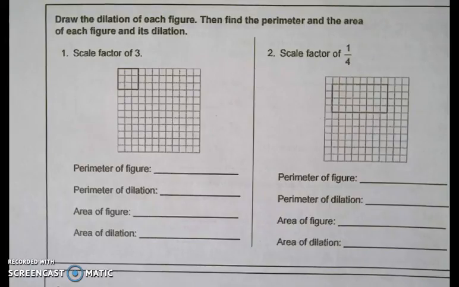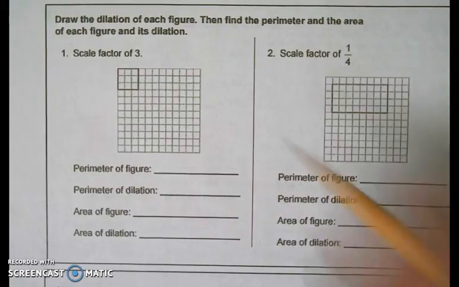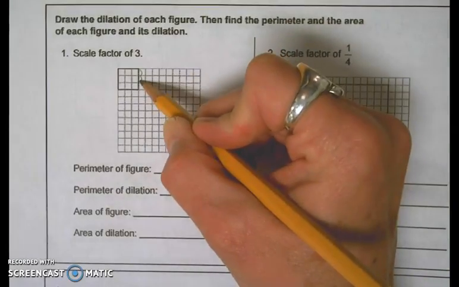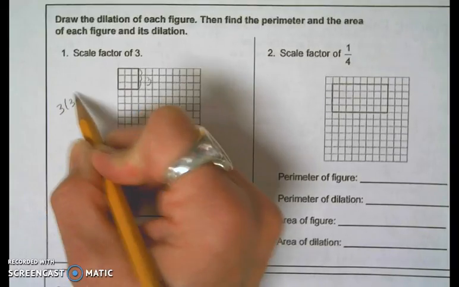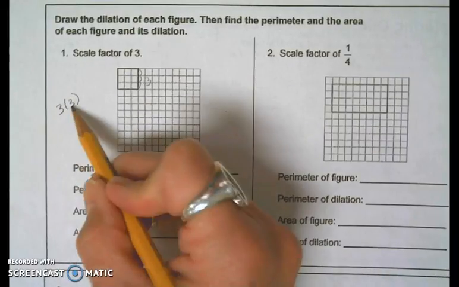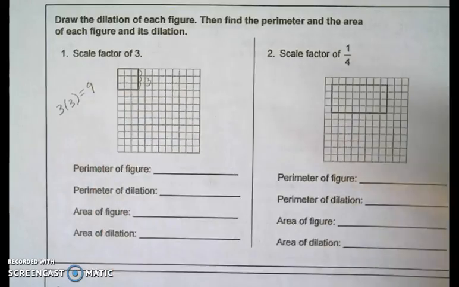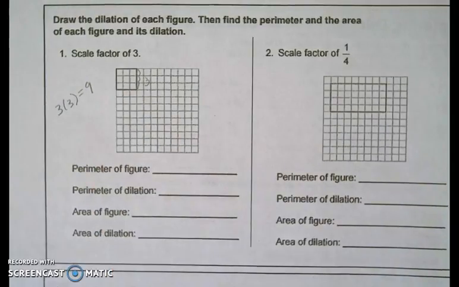So let's practice. Draw the dilation of each figure. Then find the perimeter and area of each figure and its dilation. So we have a scale factor of 3. So you're going to take your original, which is 1, 2, 3. So if I have a scale factor of 3 and an original length of 3, 3 times 3 makes my dilation 9. So I'm now going to draw in a dilated figure that is a 9 by 9 square.